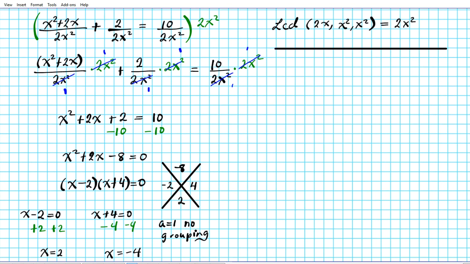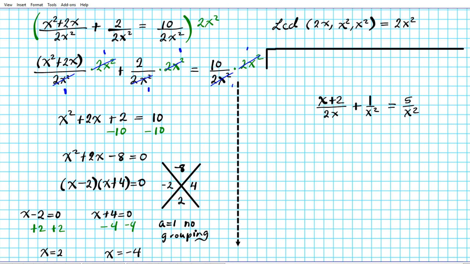Now what we're going to do is substitute the answers into the original problem and see if we arrive at a true statement or not. Okay, so the original problem is x plus 2 over 2x plus 1 over x squared equals 5 over x squared. Okay, let's go ahead and divide our workspace so we don't get it confused.